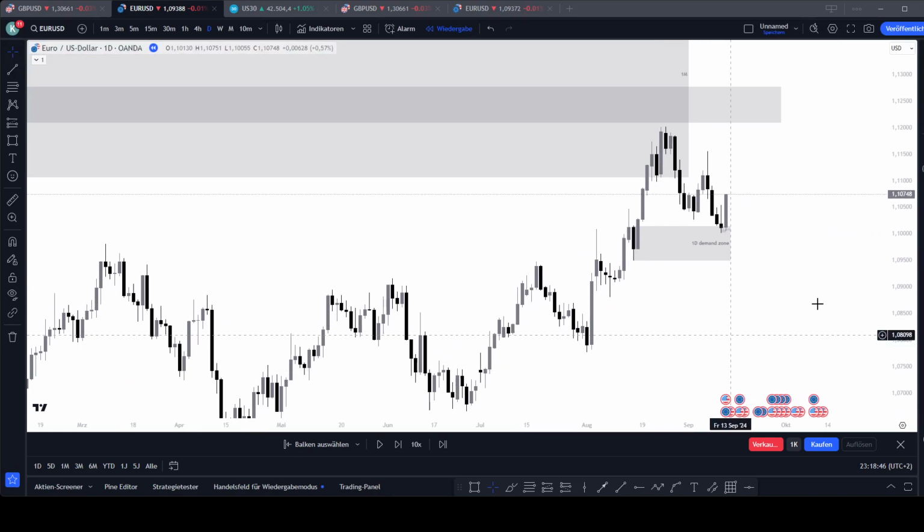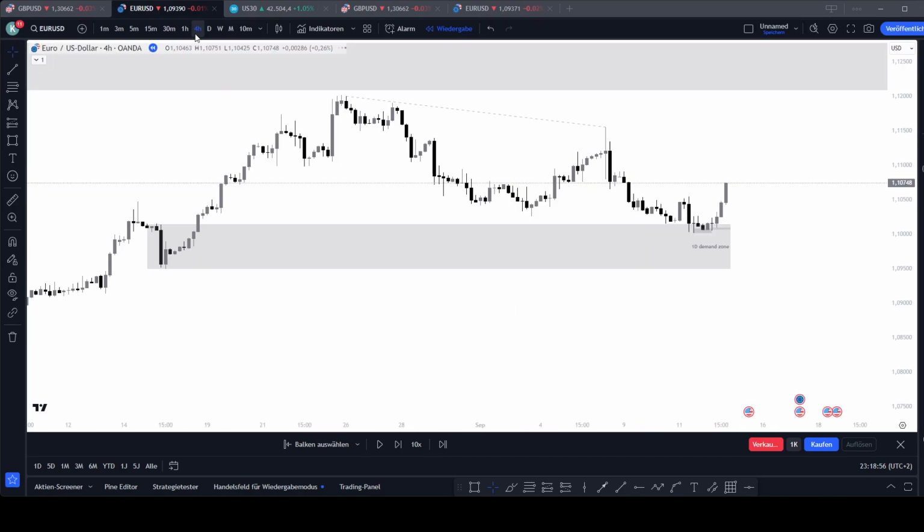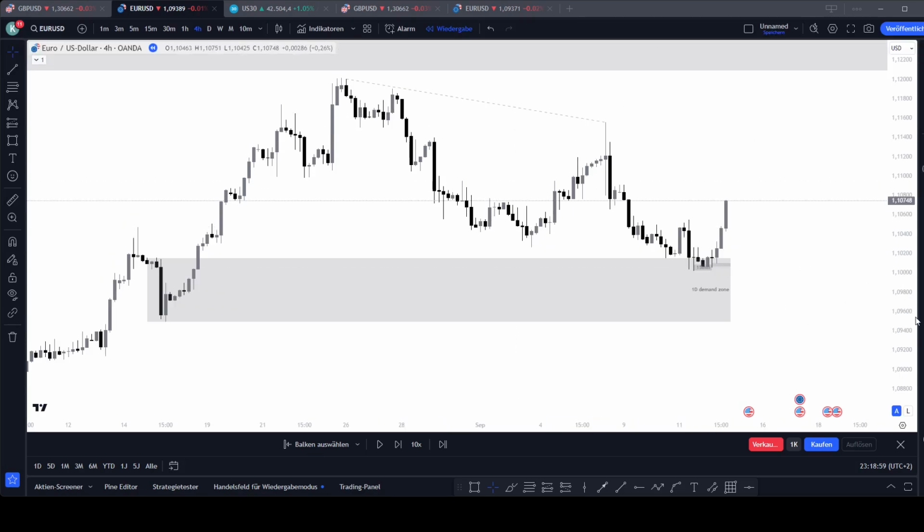So now I'll first forget about this weekly demand zone and focus on what price is doing on the daily demand zone. Going down into the 4 hour time frame, we can see how price has been able to push up. But I'll go right down to the 15-minute time frame, to let you understand how I took this trade and why I took this trade.